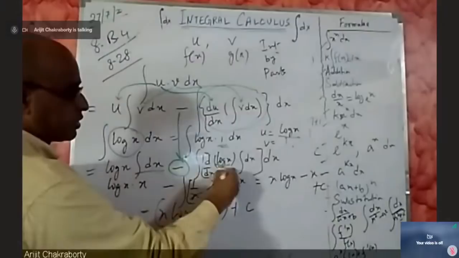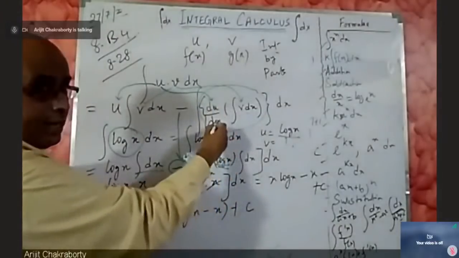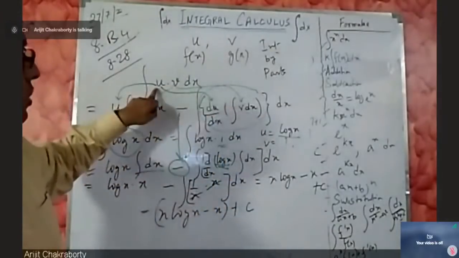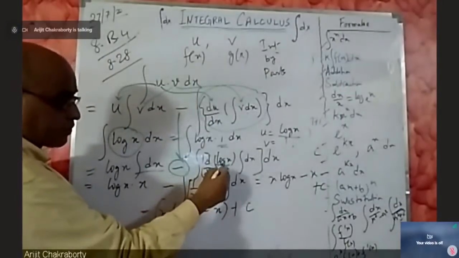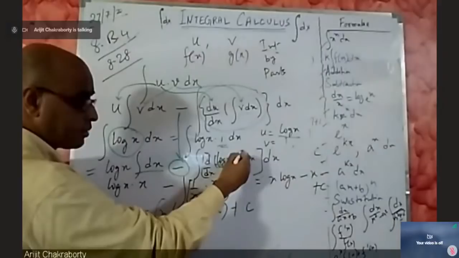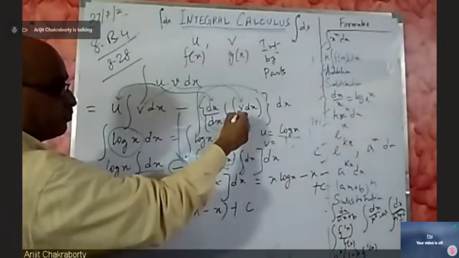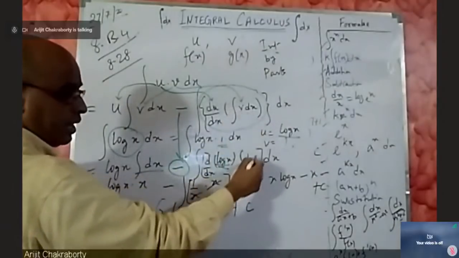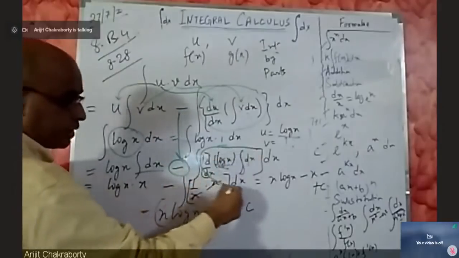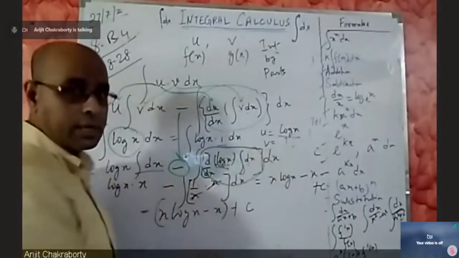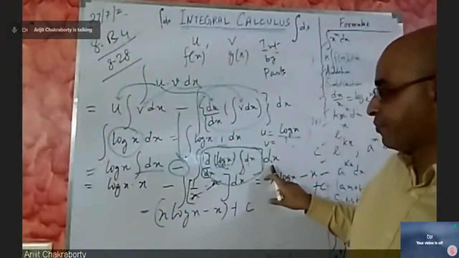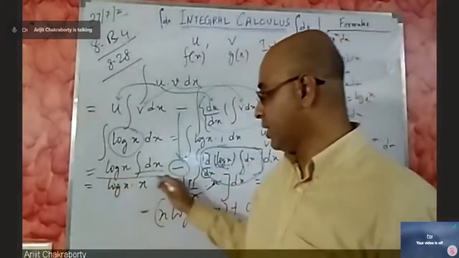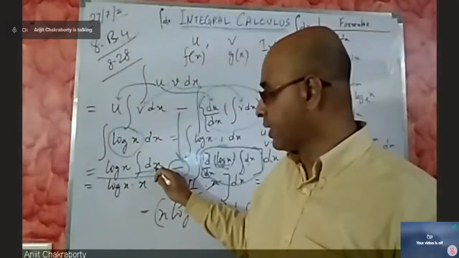d/dx of log x, because here we have to do du by dx. u is the first function, so here log x is the first function. So d/dx of log x, multiplied by the integration of v. v is 1, so only dx. And the entire part is again integrated. So double differentiation, double integration basically. You again integrate. So the first part is dx. If you integrate, you get x.